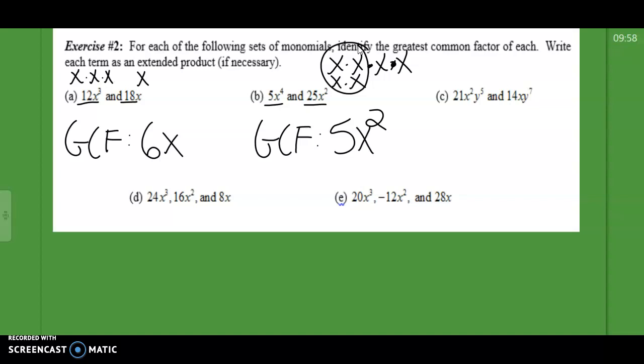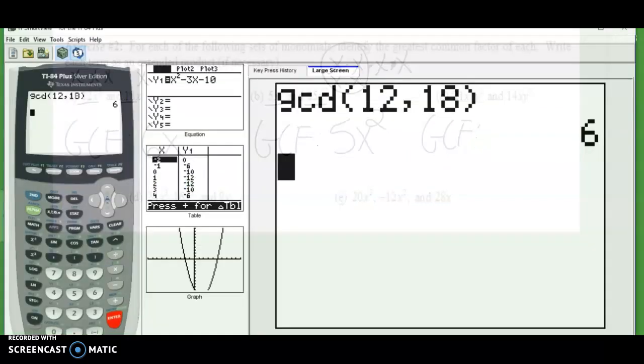Next one, 21 and 14. Again, we want to try to think about the greatest common factor. And when some of these are kind of obvious, you don't have to use the calculator. But if you need to, I'll show you one more time.